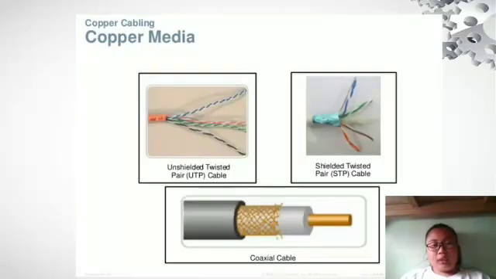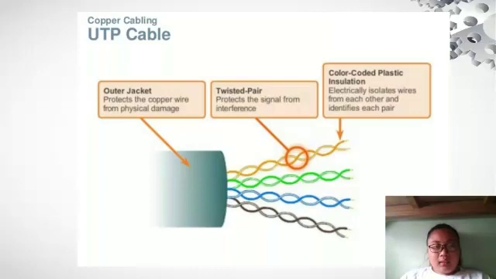This picture shows the copper media. The different types of copper media are the UTP, or unshielded twisted pair cable, STP, or shielded twisted pair cable, and the last one is coaxial cable. This picture shows the UTP cable. It has an outer jacket. It protects the copper wire from physical damage. It has twisted pairs that protect the signal from interference.